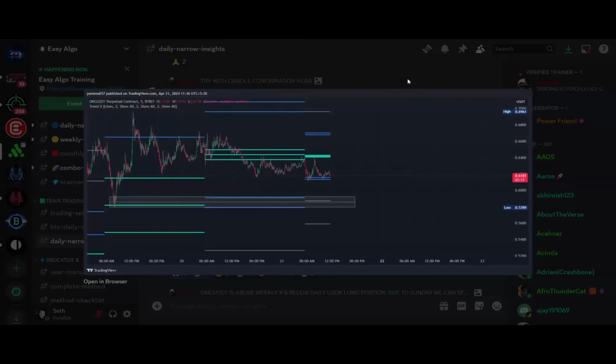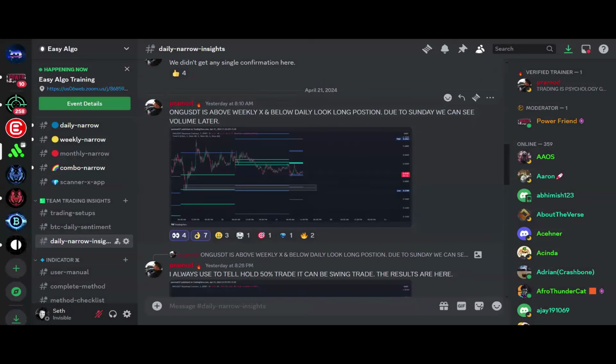This is exactly what he posted. And you can see, guys, that was that exact trade I took, the exact breakdown I showed you. Price was at the bottom of the range. This is what he said. He said, ONG, it's above the weekly pivots. Remember, that's the high time frame bias. And then he said, it's below the daily, look for long positions, below the daily pivots.